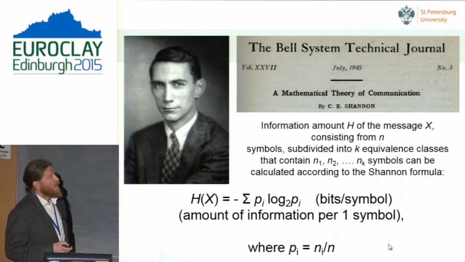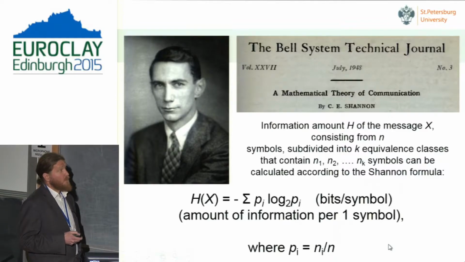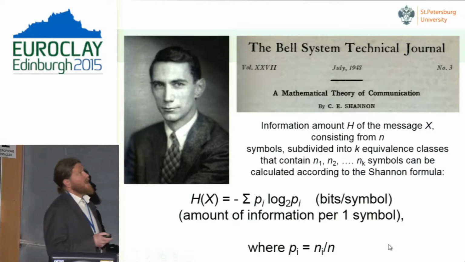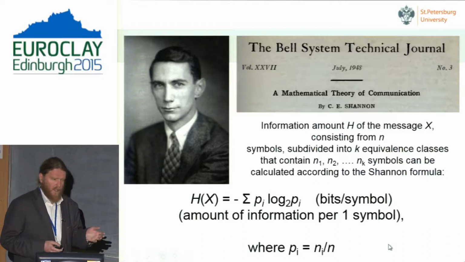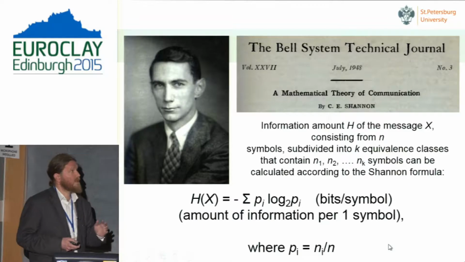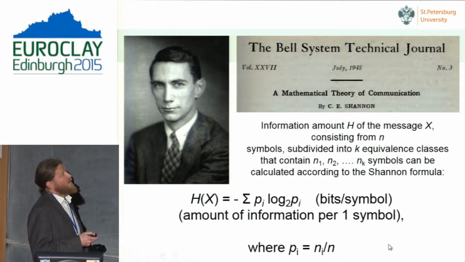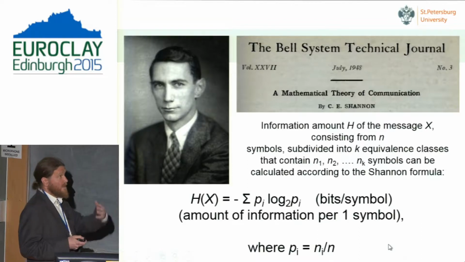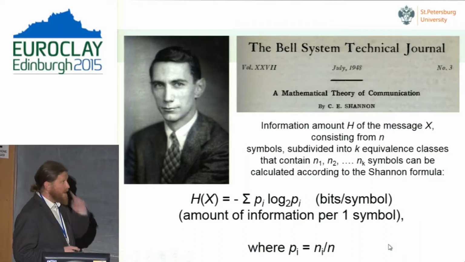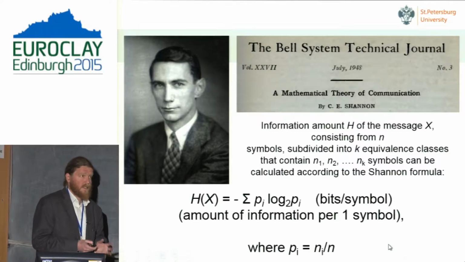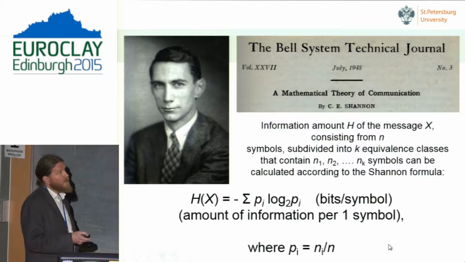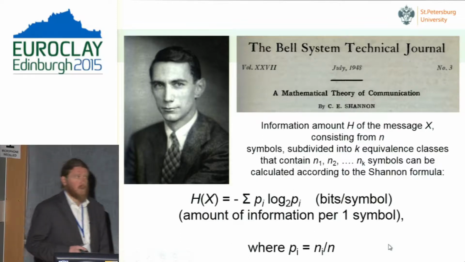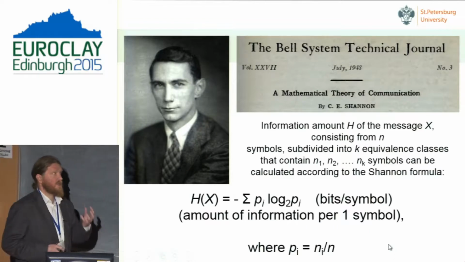For this, we can use the famous Shannon formula. Claude Shannon was a kind of inventor of information theory, and he published in 1948. He was working on transmission and communication of information. He proposed a formula to measure the information amount of a particular message which has to be transmitted through some information channel. This message may consist of n symbols, and if these n symbols can be subdivided into equivalence classes, and each of these equivalence classes contains this number of symbols, then this is the formula which provides you the information amount of this message per one symbol.